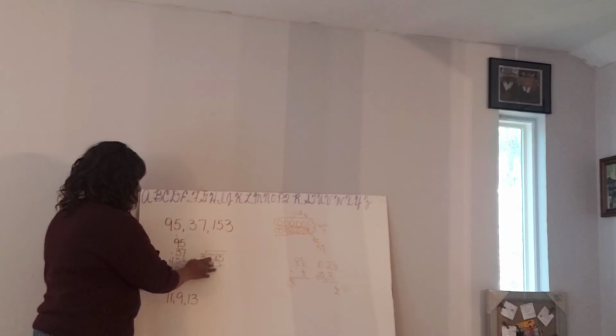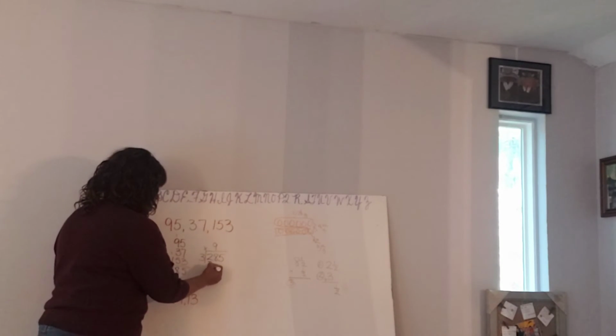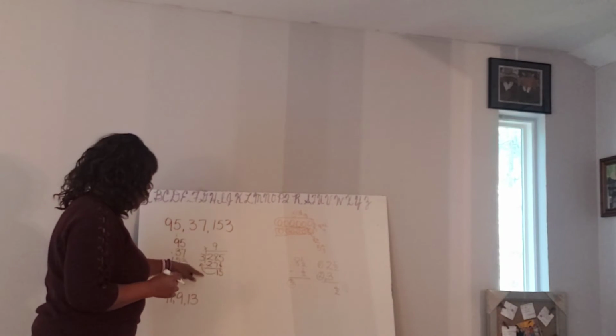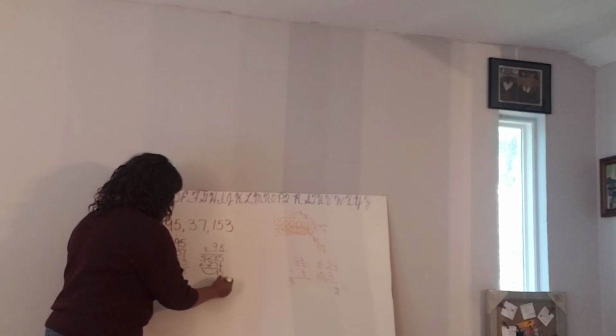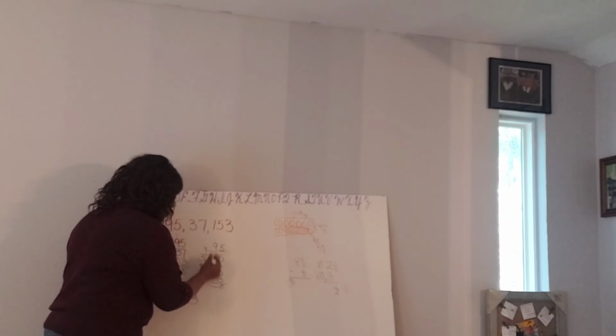So how many 3s are in 28? It would be 9. Then we multiply. 9 times 3, 27. Subtract 28 minus 27, 1. Compare, it is less. Bring down my 5. How many 3s are in 15? There are 5 3s in 15. We put the 5 up top, multiply. 5 times 3, 15, subtract, and we know we're done.